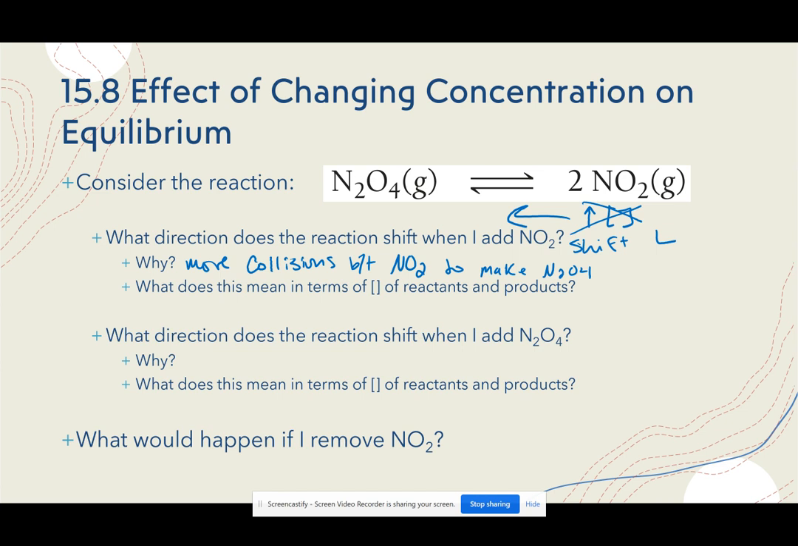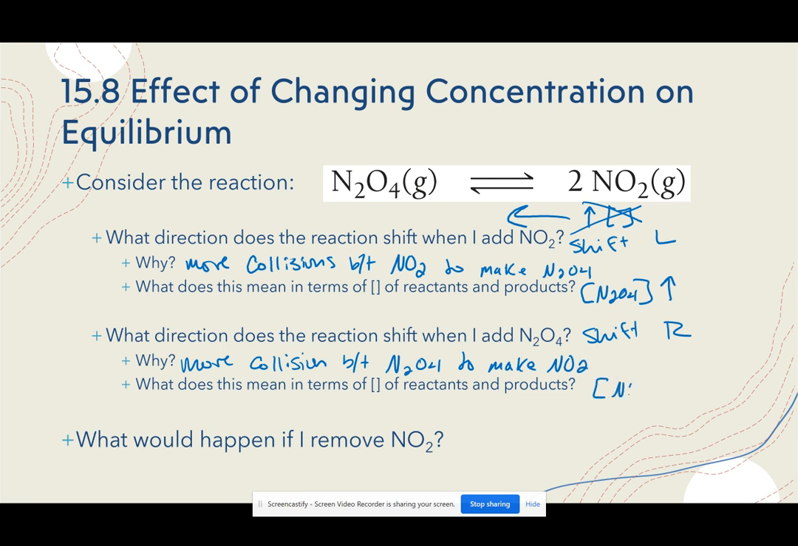What I mean by shift left is that the concentration of anything on the left is going to increase. So the concentration of the N2O4 is going to increase. When we say shift left, that's what that refers to. When I add N2O4, we are going to shift to relieve that stress. So we're going to use up that extra N2O4 that I added. We're going to shift to the right. Why? Because there are more collisions between the N2O4 molecules to make NO2. And so my concentration of NO2 is going to increase.